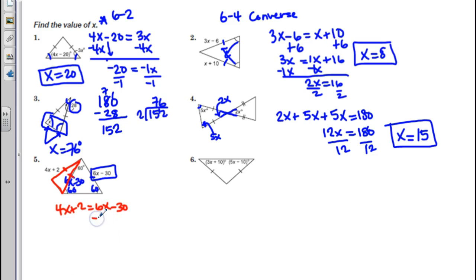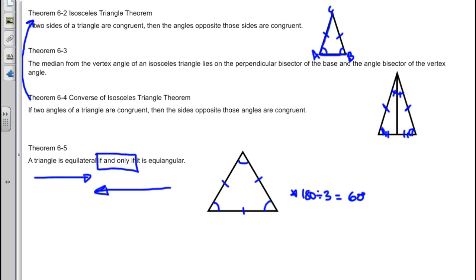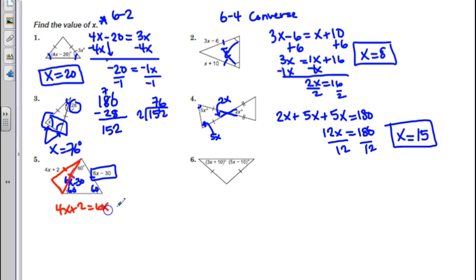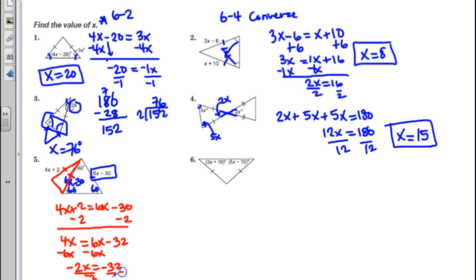I'll move my numbers to the right and my variables to the left. So I'm going to move the 2 first. I'll subtract 2 from both sides. So 4x equals 6x minus 32. And subtracting 6x from both sides, negative 2x equals negative 32. So I want to divide both sides by a negative 2. So 2 goes into 3 once with 1 left over, and 2 goes into 12 6 times. So x is 16. Whew. Okay, last one, guys.